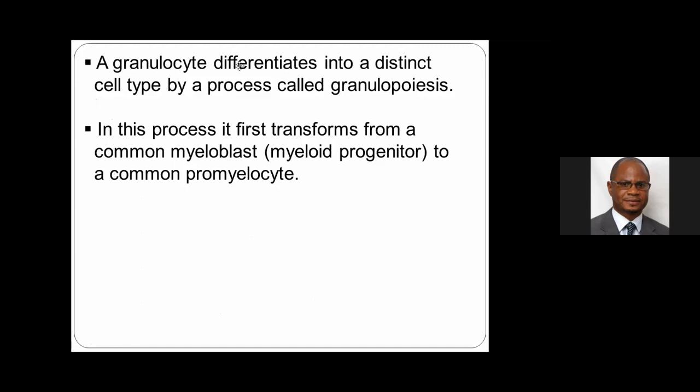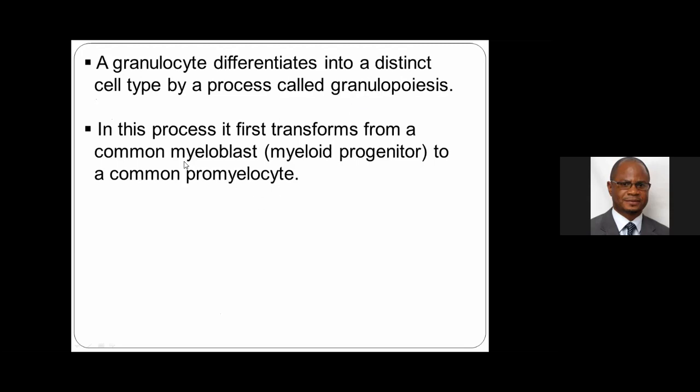Then we have the ones that have granules and the ones without granules. So the polymorphs usually have granules. Being polymorphonuclear, they are granulocytes. They differentiate into the different types in a process called granulopoiesis. So when you say granulopoiesis, you have limited the development to granulocytes. Granulopoiesis is the regulation and development of the white cells that have granules, and these are the 3 polymorphs.